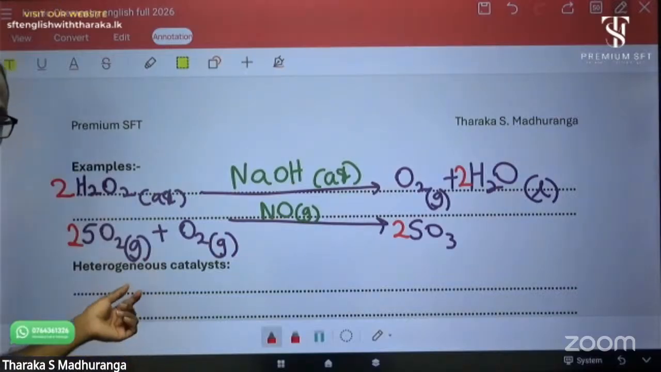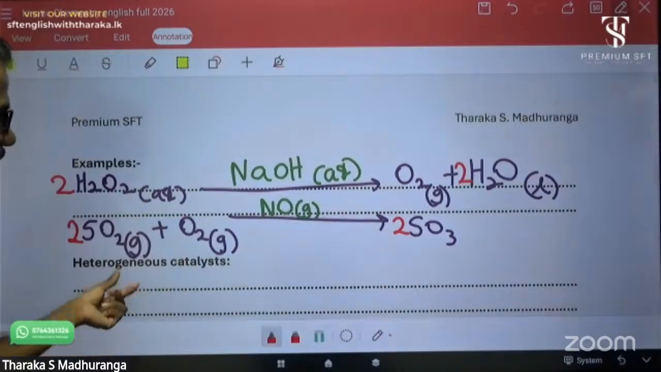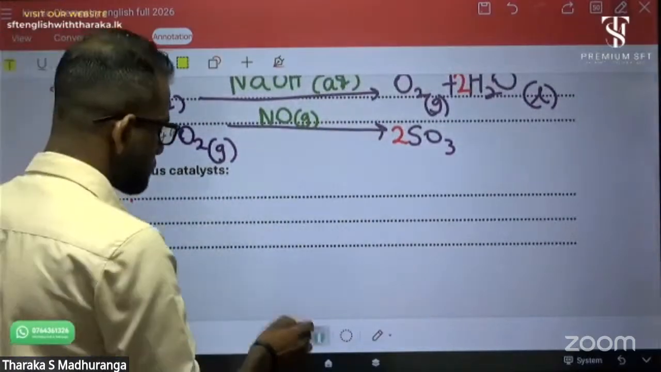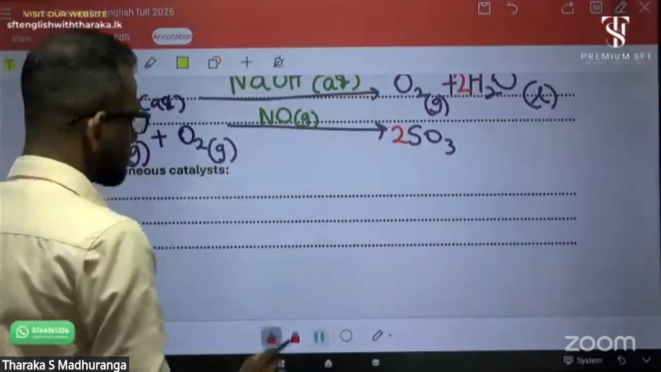Complete and understood homogeneous catalyst? You met?